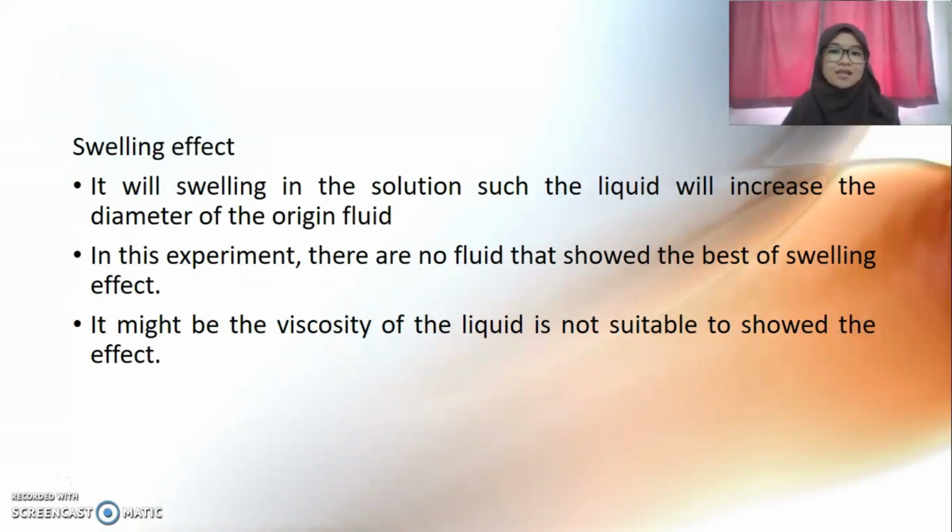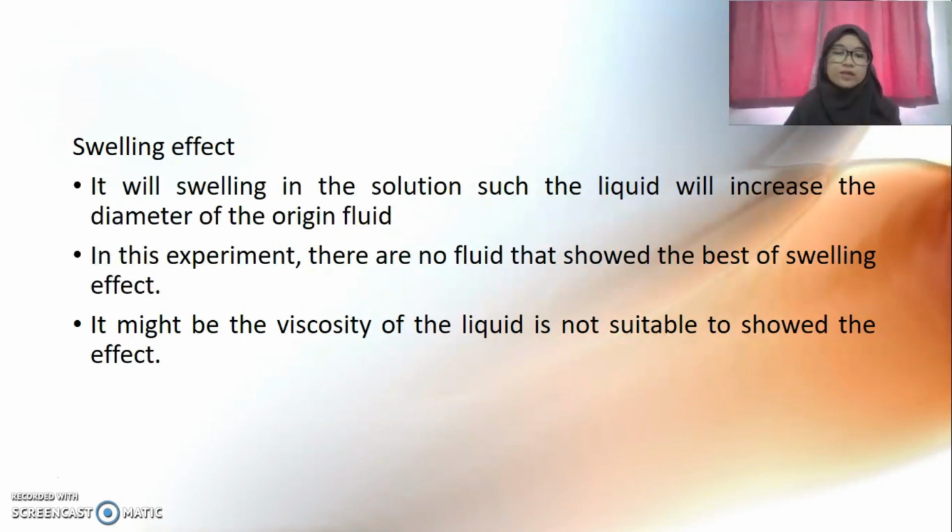Okay, lastly is the swelling effect, in which the liquid will increase the diameter of the original fluid. In this experiment we observed that no fluid shows a clear swelling effect. Maybe it is because of the viscosity of the liquid, which is not suitable to show the effect.